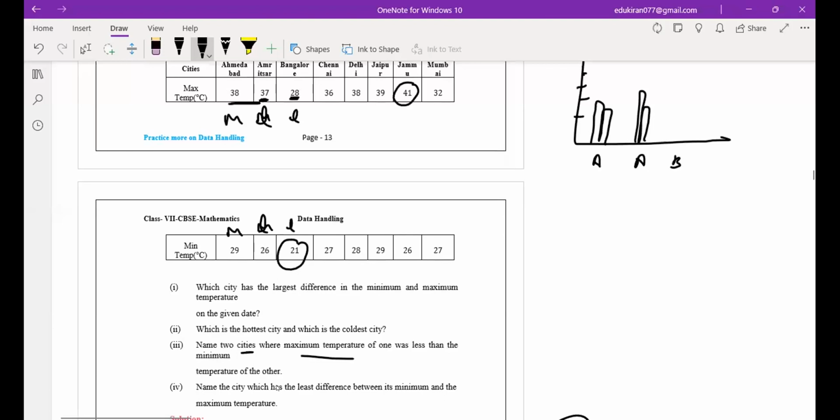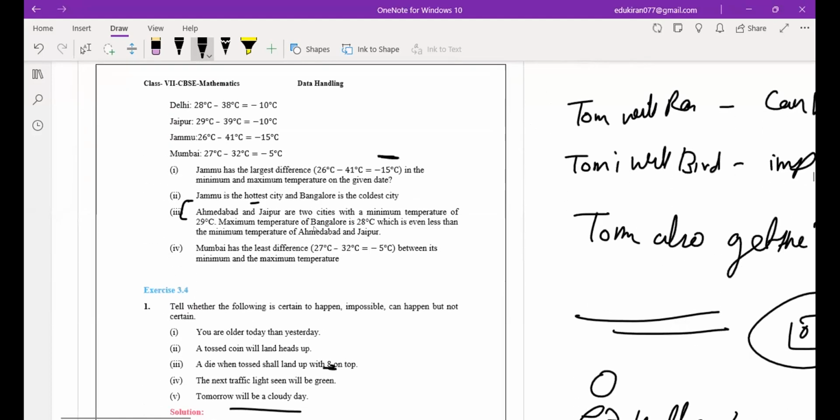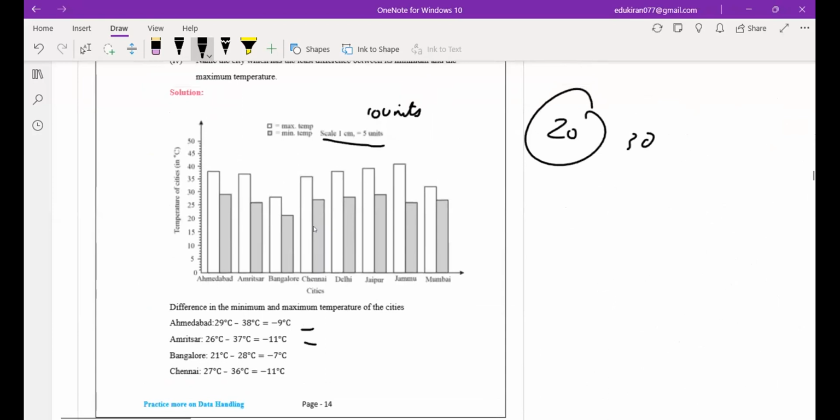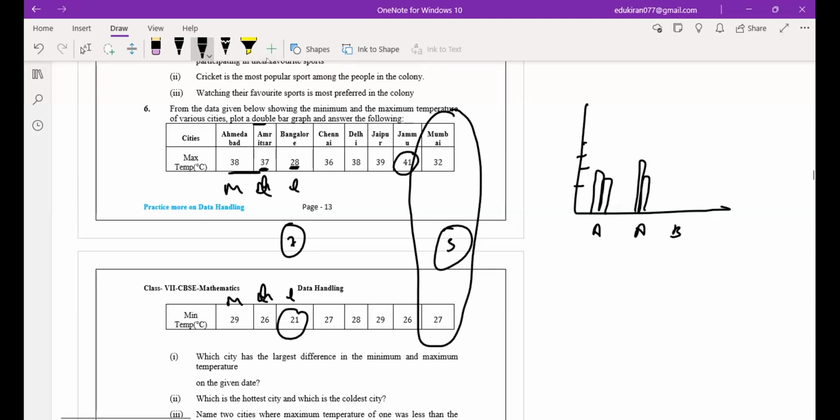Then next question, name the cities which has the least difference between its minimum and maximum temperature. Bangalore? Yes, ma'am. Okay. So now coming, wait. No, this is Mumbai. 27, 28, 29, 30, 31, 32. 5. And for Bangalore, it is 7. So who will be the minimum? Mumbai, na? Yes, ma'am. Tashin? Sorry, ma'am.